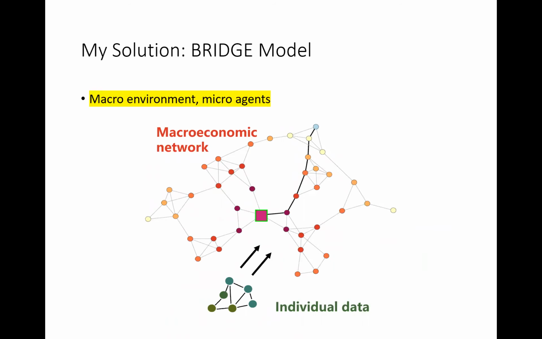Now, finally, my solution here is I want to introduce agent-based modeling. We have two types of information: the macro linkage data, and we also have some individual data. But these individual data are not linked to each other. How can we combine these two? The first step, I build a framework which has a macro environment but with micro agents.